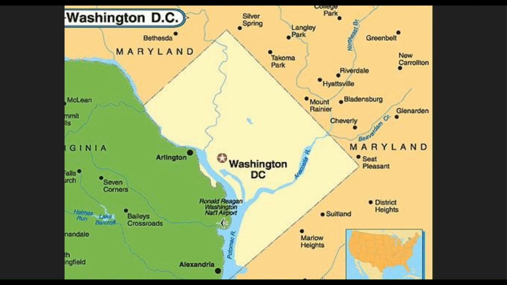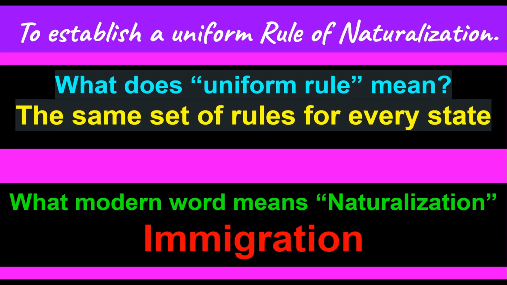So, Washington, D.C., that's that squarish part. Those are the boundaries of it. And where the actual U.S. Capitol and the White House and the Supreme Court buildings are, that's where the circled star is.